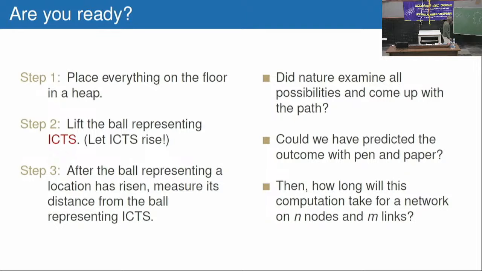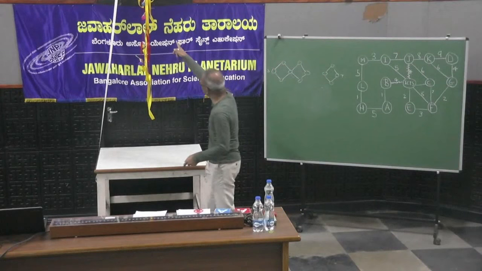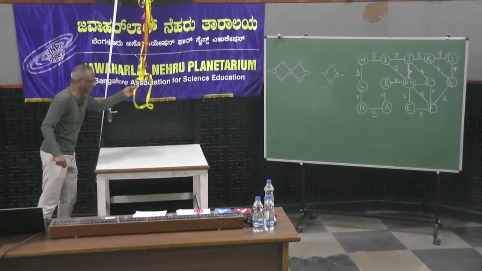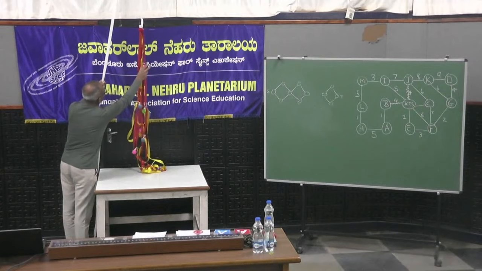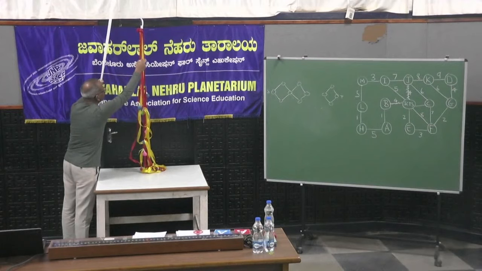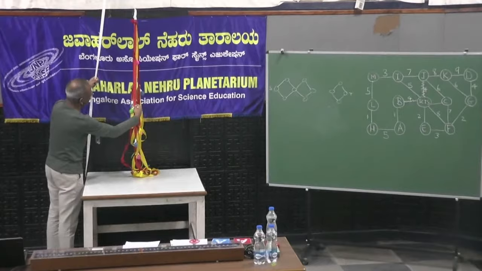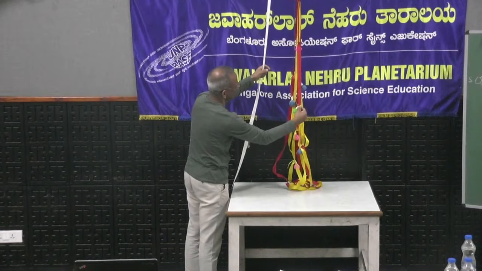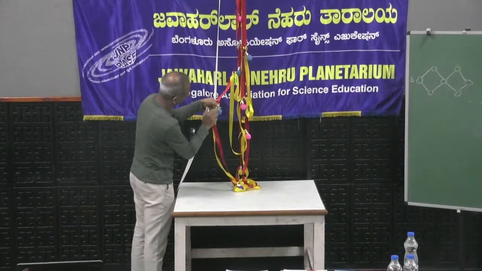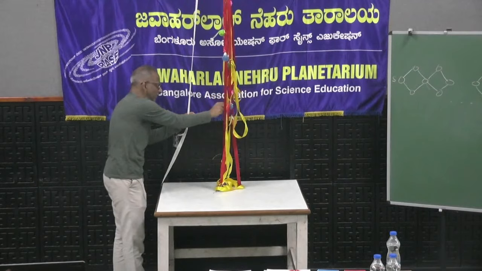So as ICTS rises, these two links become tight. My red ribbons here are the ones which are carrying tension. The yellow ribbons are all limp. Every ball has a little red ribbon that is holding it up, and this is holding this. This one is labeled E, and this one is labeled F, and then F is pulling up G, and so on. So by just examining which of these ribbons are actually carrying the tension, we actually know the shortest path.